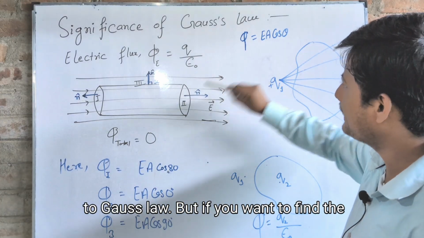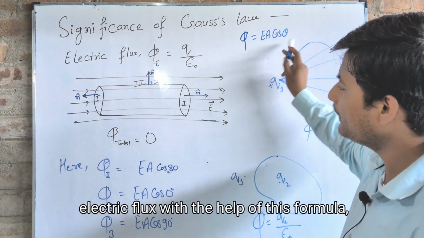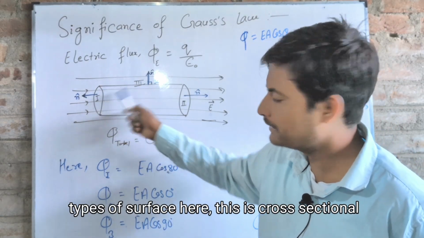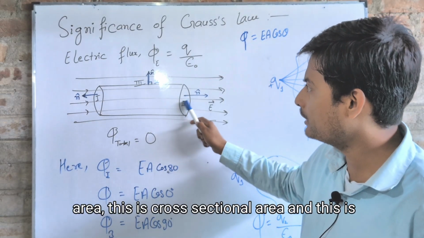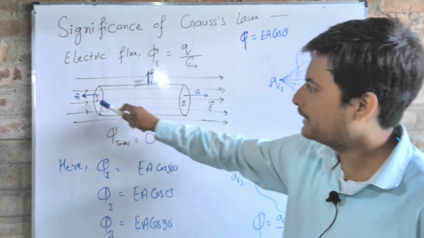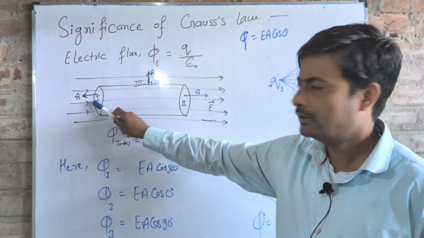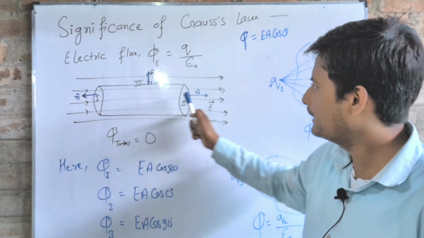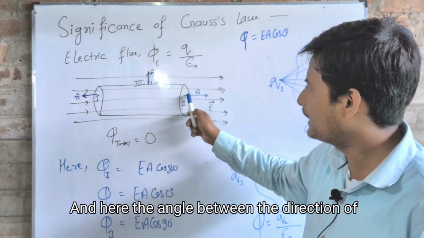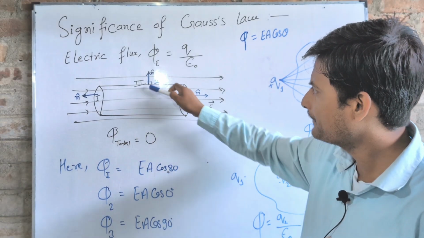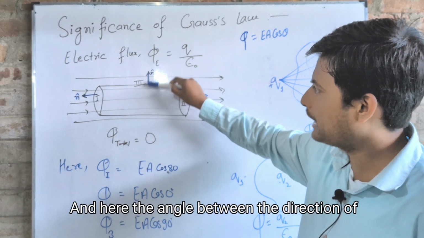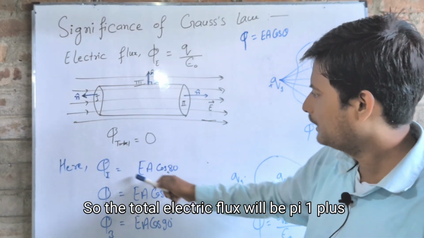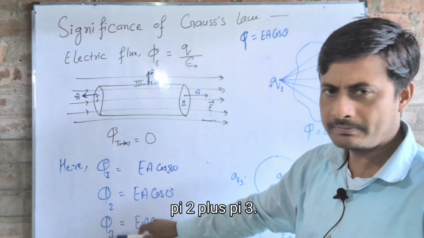But if you want to find the electric flux with the help of this formula, in a cylindrical surface there are three types of surface here. This is the cross-sectional area, this is the cross-sectional area, and this is the curved area. Here the angle between the surface direction and the electric field is 180 degrees. Here the angle between the direction of the surface and the electric field is 0 degrees. And here the angle is 90 degrees. So the total electric flux will be phi 1 plus phi 2 plus phi 3.